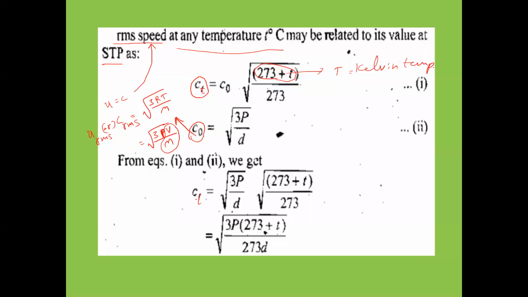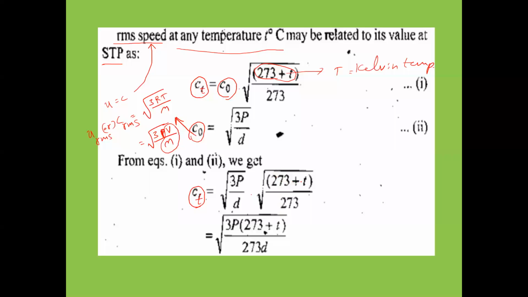CT means what now here? The RMS velocity at a given temperature T degrees Celsius is equal to under root 3P by D. In place of C naught, what we have written? Under root 3P by D into square root of (273 plus small t) by 273.